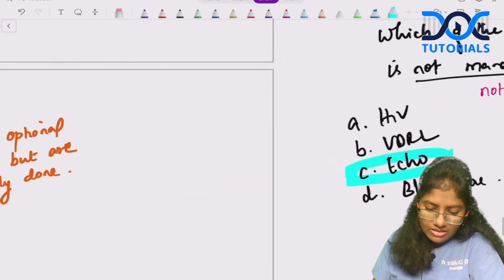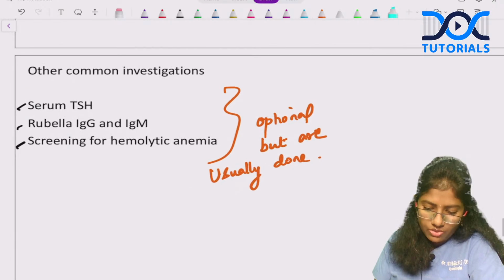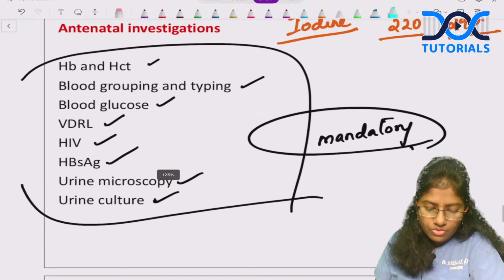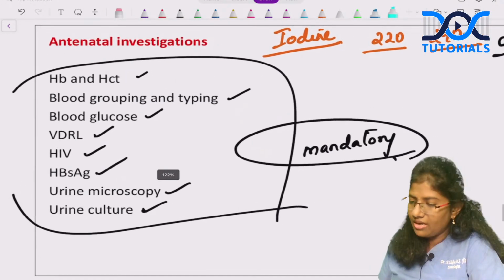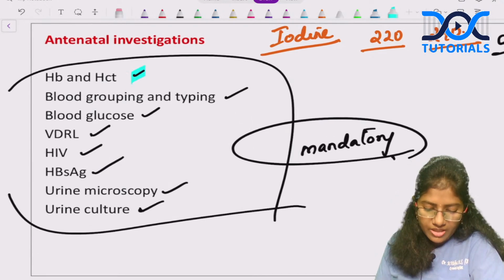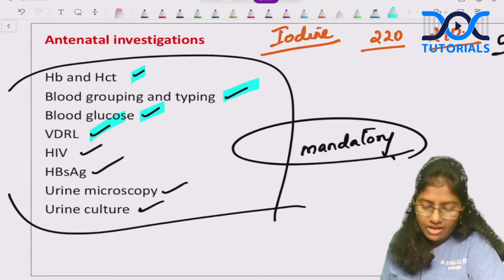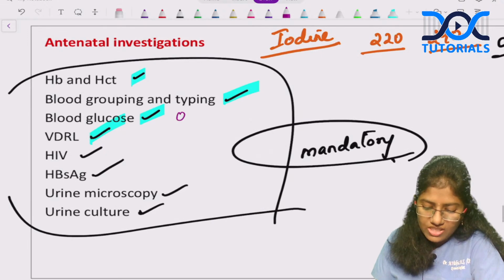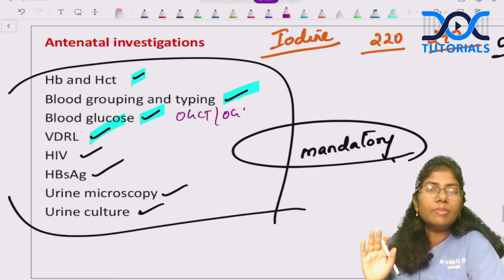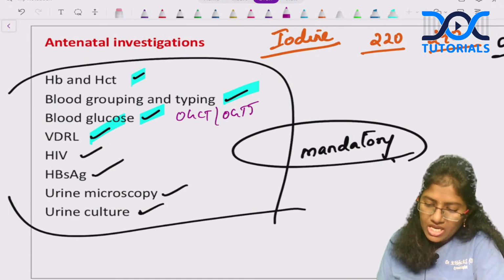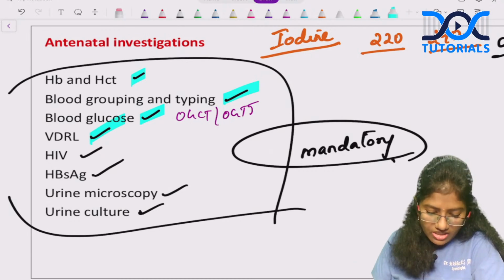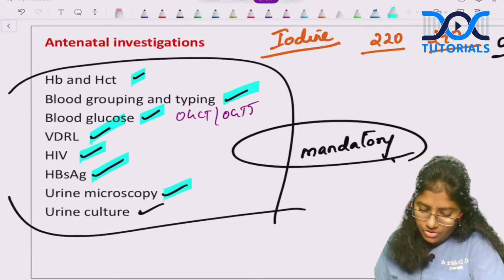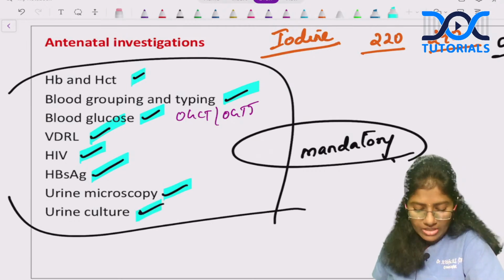So these are the investigations during pregnancy: hemoglobin and hematocrit, blood grouping and RH typing, blood glucose, VDRL. Blood glucose estimation can be with either OGCT or OGTT, it does not matter, but blood sugar estimation is very important during pregnancy. VDRL is important, HIV is important, HBsAg is important, urine microscopy and urine culture. So urine culture is also important.